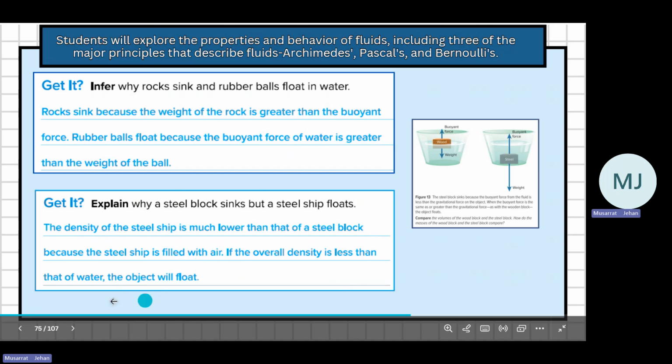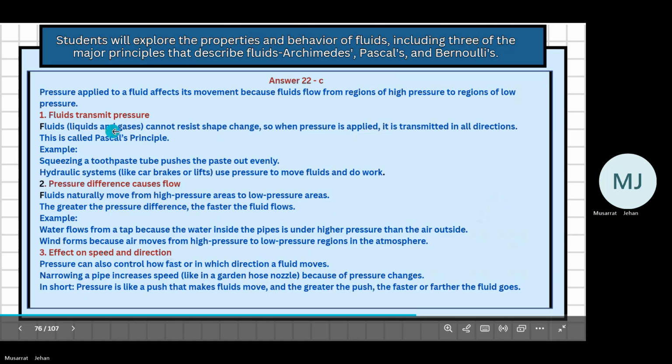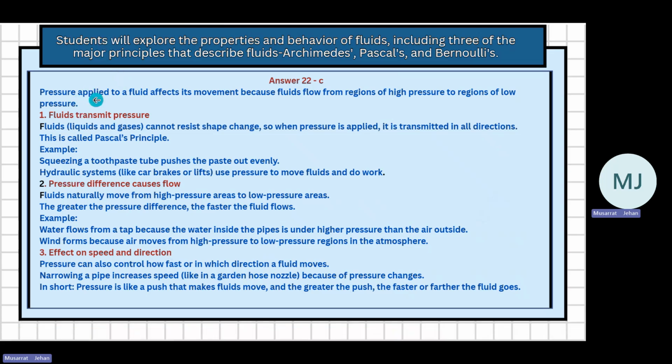If the overall density is less than that of the water, the object is going to float. Next question is about pressure. Pressure applied to a fluid affects its movement because fluids flow from a region of high pressure to a region of low pressure. So they transmit pressure. Pressure can be transmitted. When you are squeezing a toothpaste at the back, the paste comes out from the front because the pressure is transmitted.